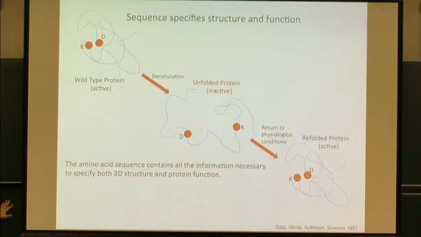If you denature this protein by putting it in some kind of chemical denaturant, it unfolds and it stops working, so we call it inactive. But then if you take it out of that denaturant and put it back in physiological conditions, it refolds and regains its function. So really all the information is contained in that sequence of amino acids, at least for most proteins.